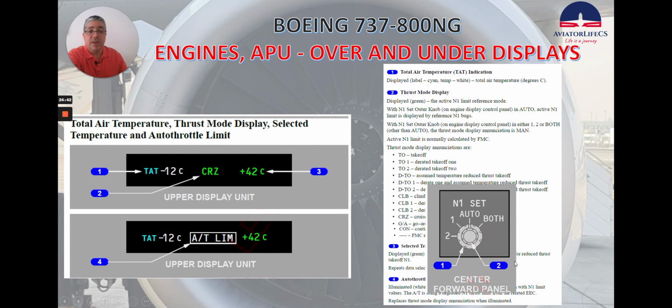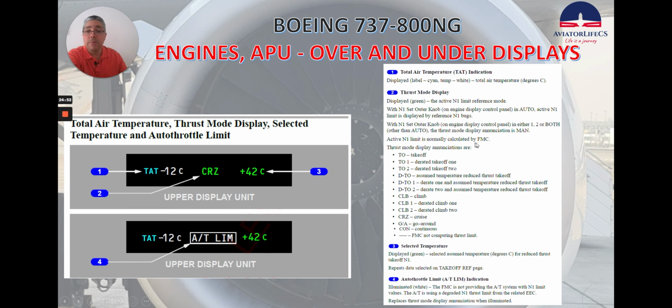So the N1 set, it looks like this. Remember, it's in the center forward panel, and we're going to talk about it in the next slide. Active N1 limit is normally calculated by the FMC. Thrust mode display annotations are, so what we can see here, actually, we can see all these modes. Takeoff 1, which is the rated takeoff 1.